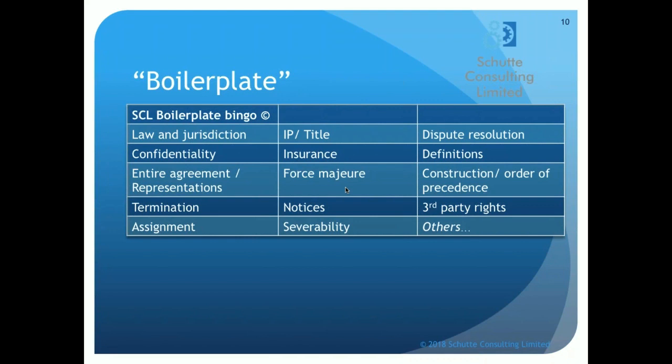So you can tick them off as you find them whenever you're next looking at a contract. In the bottom right-hand box, you'll see in italics others. There are lots of others. I just wanted to give you a flavour by putting up 12 or 15 of the typical types of boilerplate clauses that you find in contracts.